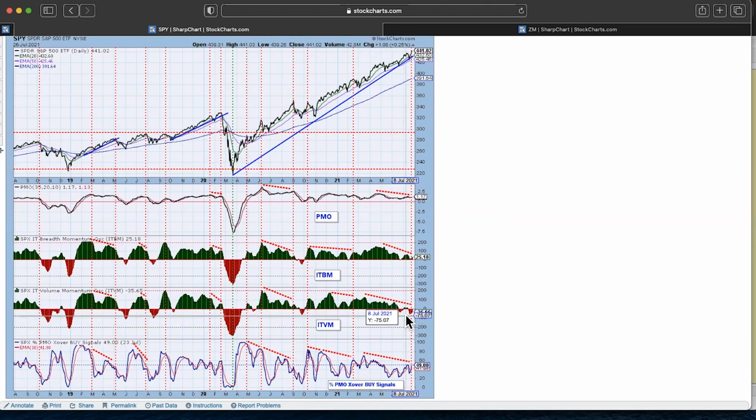You can see that we did get some oversold readings here on the ITVM. It is now starting back up, as well as the ITBM. We're starting to see the readings climb just a bit. But unlike the STOs, you can see that that negative divergence on both of these is still in play.